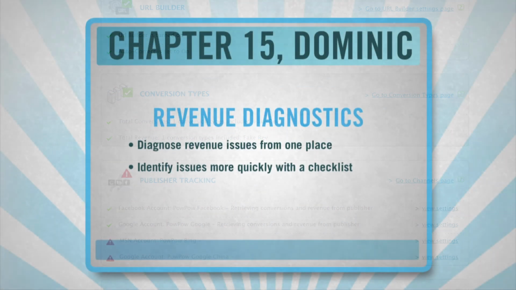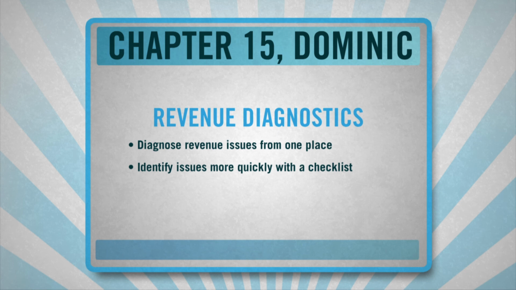Dominic has millions of keywords in his publisher and search accounts. Tracking and resolving cost and revenue inconsistencies in these accounts can be a nightmare. The Revenue Diagnostics page helps him understand why revenue may be inconsistent. A checklist of revenue failures and platform pixel tracking and publisher setups help him get the right answer faster.